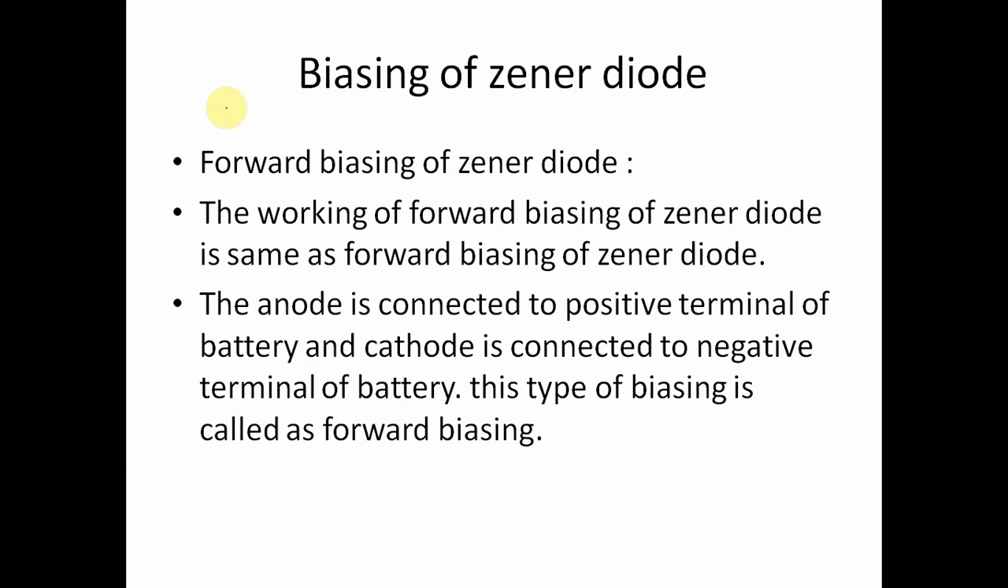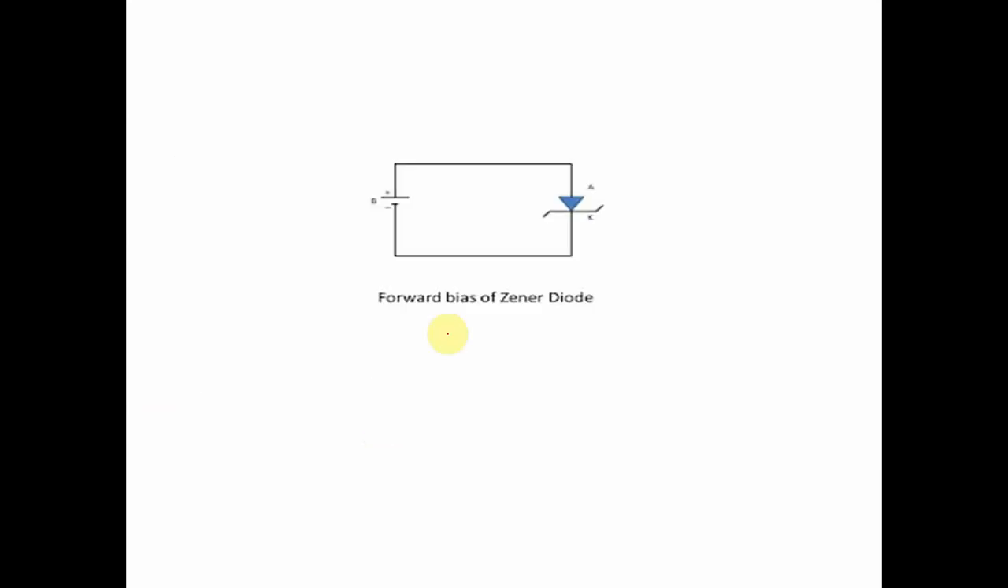Now we will study the forward biasing of Zener diode. The working of forward biasing of Zener diode is the same as forward biasing of PN junction diode; both are similar. Now what is the meaning of forward biasing? See here, the anode is connected to the positive terminal of the battery and the cathode is connected to the negative terminal of the battery. This type of biasing is called forward biasing.